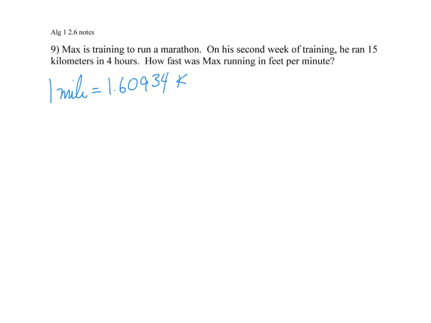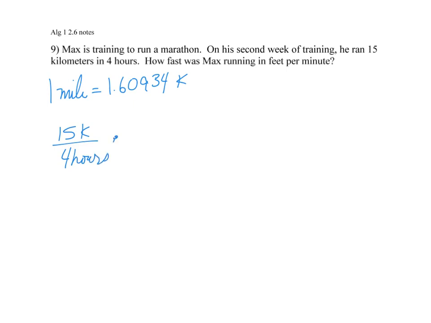All right, Maximus Decimus Meridius is training to run a marathon. On his 2nd week of training, he ran 15 kilometers in 4 hours. How fast was Max running in feet per minute? Okay, so we've got 15K that he's running in 4 hours.